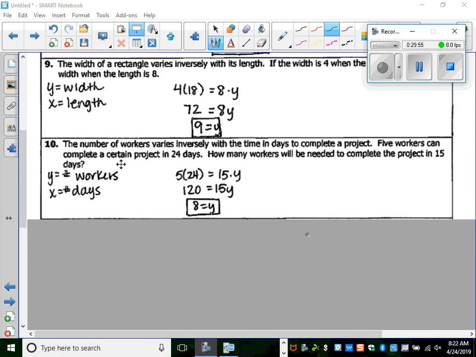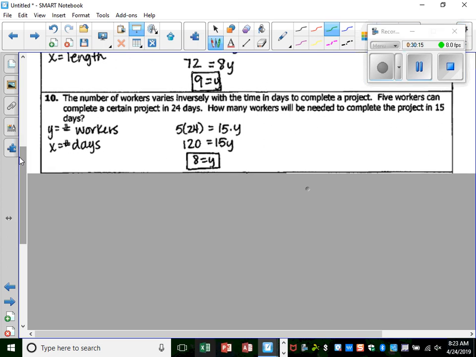All right, so this is what number 10 looks like. We have the workers and the days, so you should have 5 times 24 equals 15 times y. Divide by 15, and you should have 8 workers. So just add on workers to that, because these are word problems, so you do technically need a label at the end.